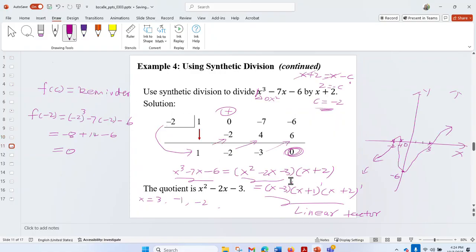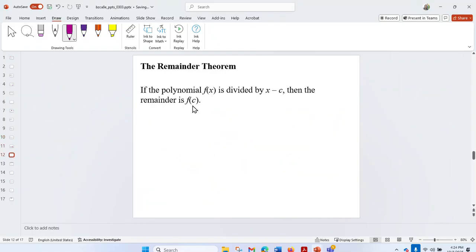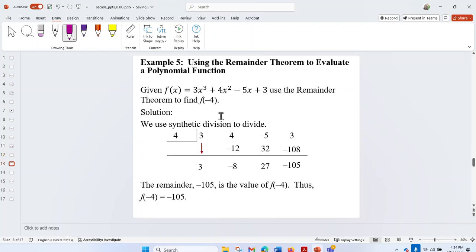The remainder here is exactly equal to f of c. If you do this calculation, f of negative 4 equals negative 105, which is exactly the same as the remainder here. All right, any questions?